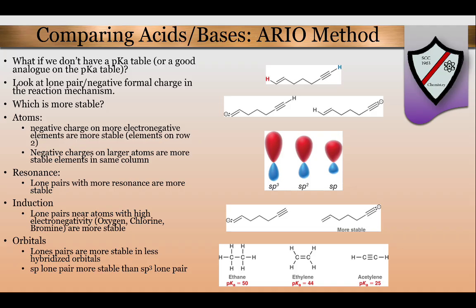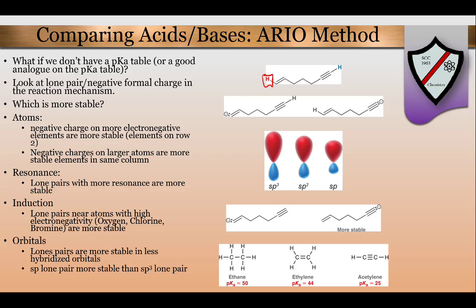For the red proton here, we see that when we remove it, we have a lone pair of electrons in an sp2 orbital. And when we have the blue proton removed, we have a lone pair of electrons in an sp orbital right there. We can see that the sp orbital is shorter and more spherical. So that's held closer to the nucleus, and that makes that lone pair of electrons more stable than the other one. And we see that there's a difference in pKa.